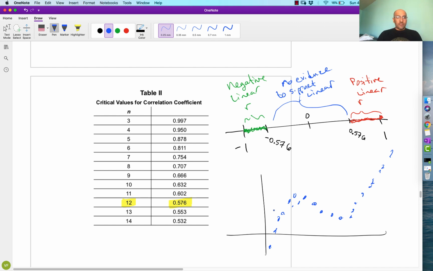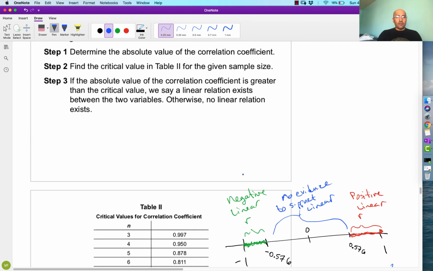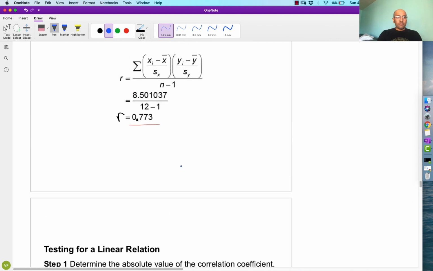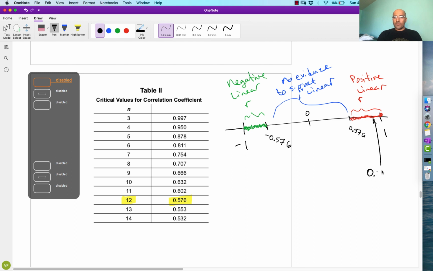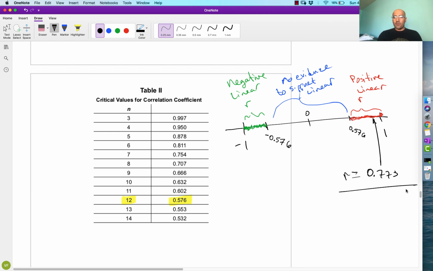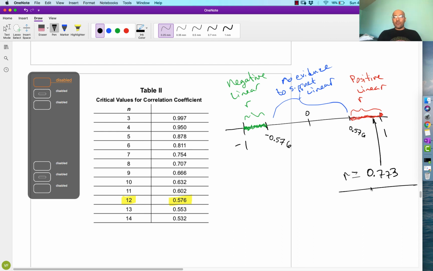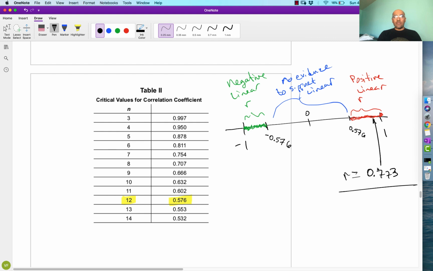Okay, so for our purposes, we just established up here that it was 0.773 and n equals 12. So for us, we got 0.773. That's right over there, 0.773. So we do have sufficient statistical evidence to conclude that there's a positive linear relationship between the depth at which you start drilling and the length of time it takes to drill 5 additional feet.